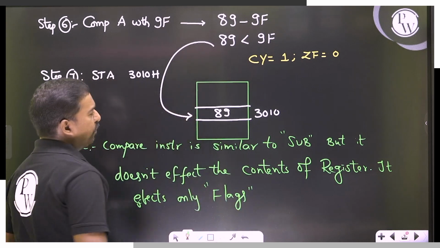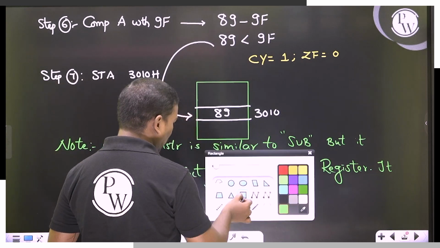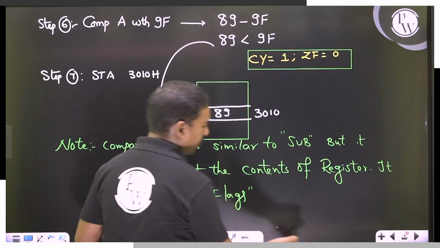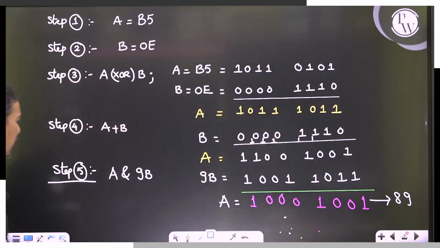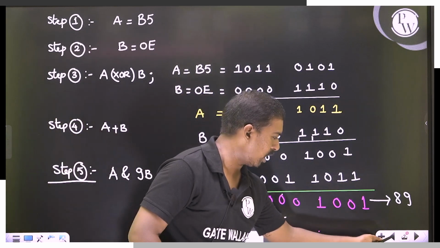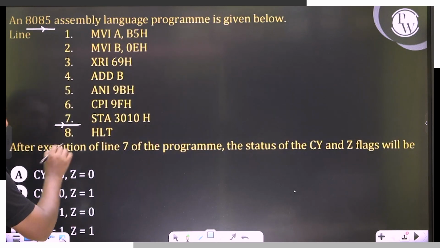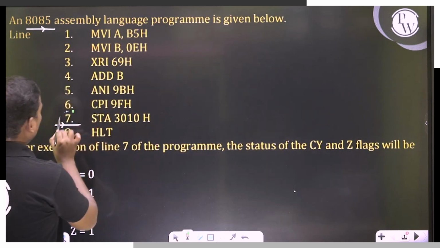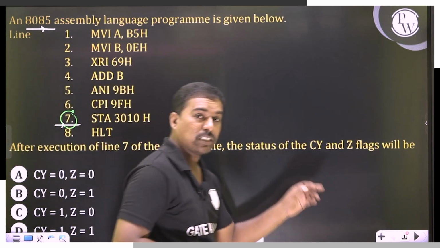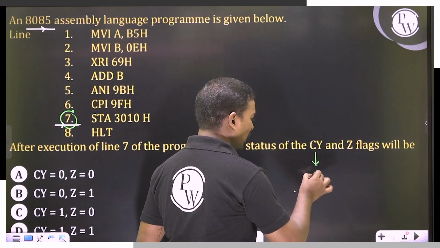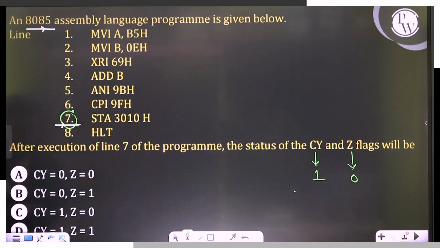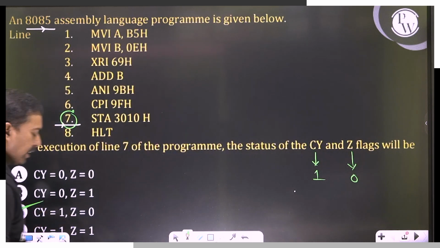Okay, so definitely which flags are going to be set now in this particular operation? Borrow is generated, that's why the carry flag is set. Result is not zero, so the zero flag is not set. So what is the question asked? If you see the question, after the execution of the 7th line, the status of the carry flag and zero flag. So carry flag is equal to 1, zero flag is equal to 0, zero flag is not set. So option C is the right answer.